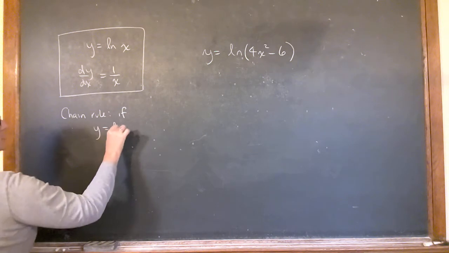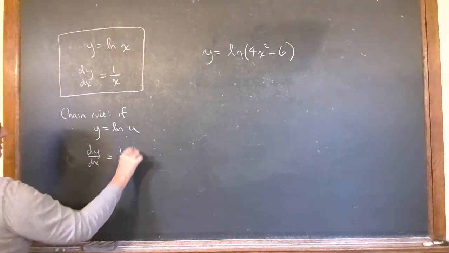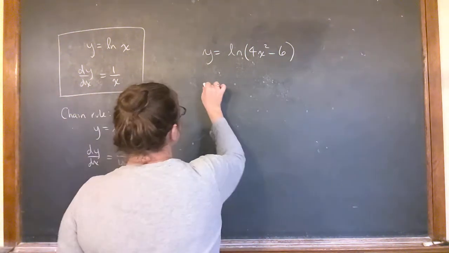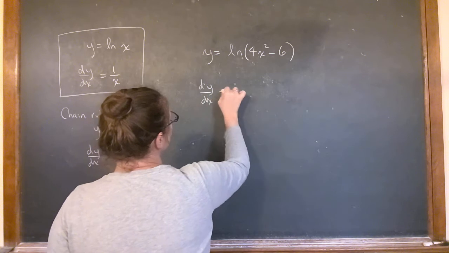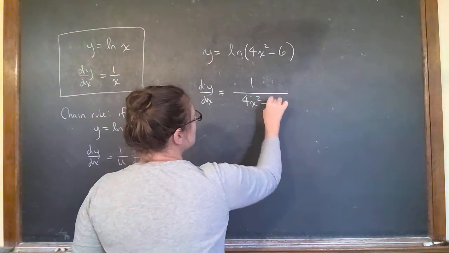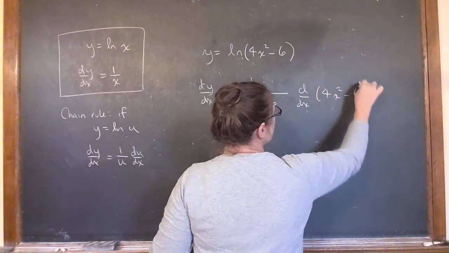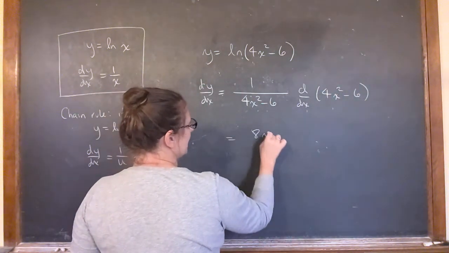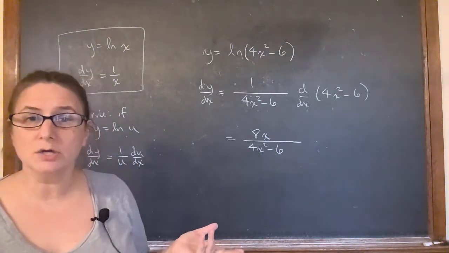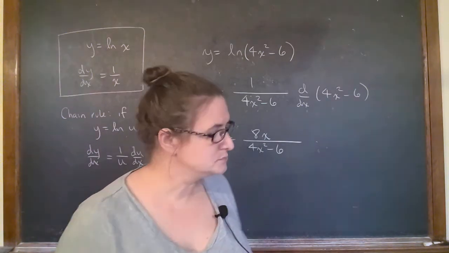If y equals natural log of u, dy dx is going to be 1 over u du dx. So the whole u gets in the bottom. So if I do dy dx here, it's 1 over everything in parentheses times the derivative of the thing in parentheses. So then my answer is going to be 8x over 4x squared minus 6. And you can do a little simplification, or you can leave it that way.